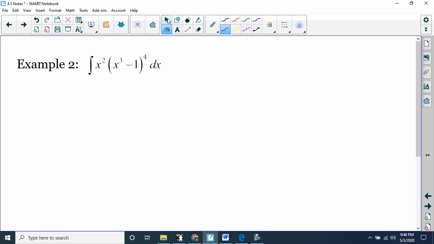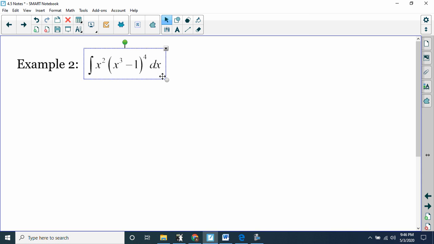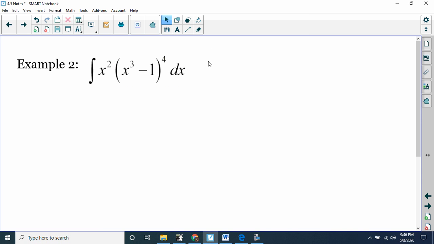Example 2 looks like this. It is the integral of x squared times the quantity x cubed minus 1 to the 4th. So I've got something more than just an x to the 4th here. I also have a product, x squared times this guy here. So I can't integrate it as is. When that's the case, usually we will use substitution. In this case, I want this to just be u to the 4th. So we're going to make u equal to x cubed minus 1.